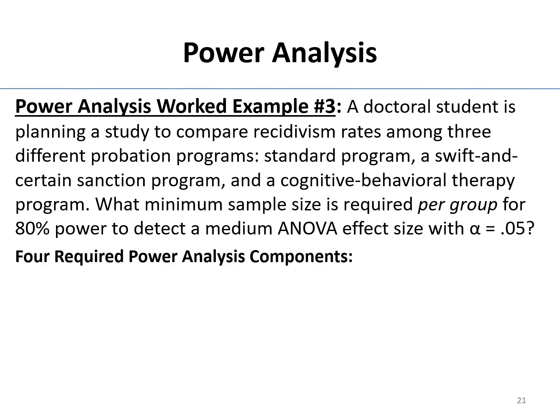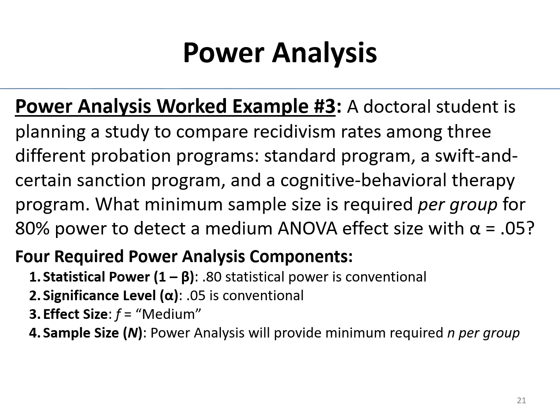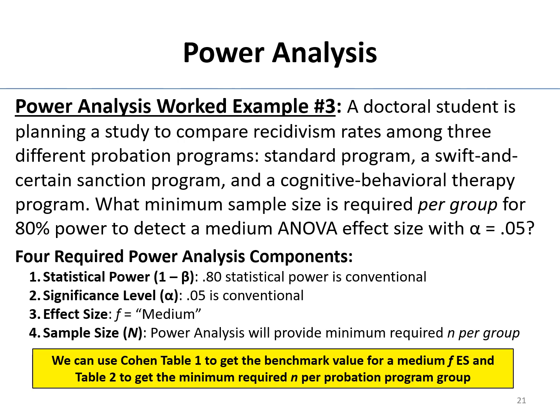So our components, again, power of 0.8, significance level of 0.05. We know that our effect size is quote unquote medium. So because we have at least a category for that effect size, we can look up an effect size benchmark value. The sample size, what do we need? Well, that's the big question that we want to do the power analysis for. So first, we can use Cohen table 1 to get the benchmark value for a medium ANOVA effect size. And then we can use table 2 to get the minimum required sample size per probation group to have 80% power to do this study.